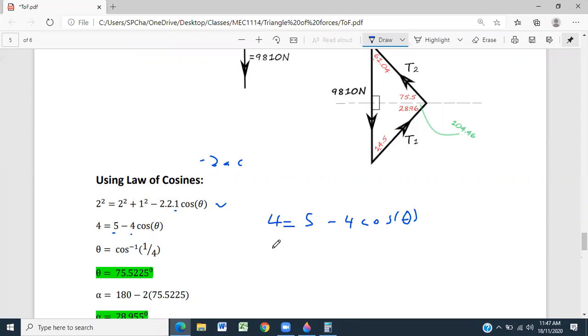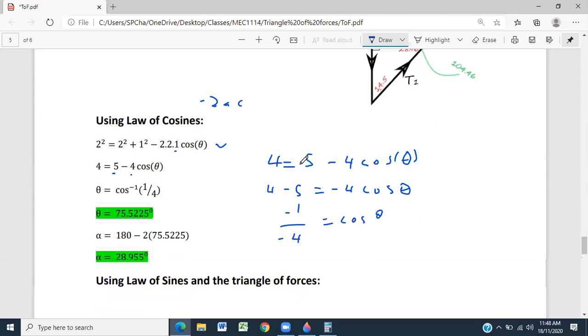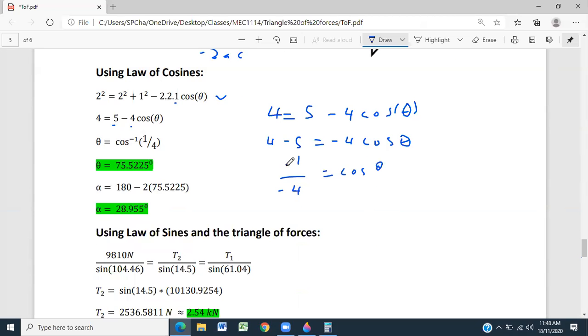So this becomes 4 minus 5 minus 4 cosine theta. So this here is just minus 1. And then we carry over the minus 4, right? Minus 1 is equal to minus 4 cosine of theta. So minus 1 over minus 4, this is essentially just a quarter. You can think of it like this, right? This is just essentially a quarter.